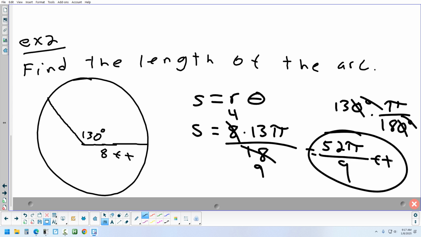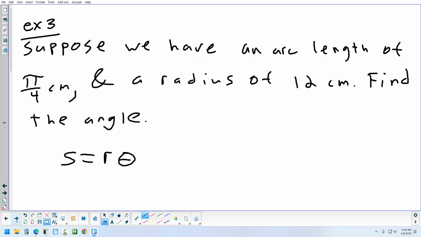All right, let's try one where we do something besides just solving for S. Let's try one where they say find the angle. Okay, so I've already written down the formula. I won't have that on the test, but if you make a reference sheet, you can put the formula on that. All right, and let's start filling in what they give me. What did they give me for S? Pi over 4 centimeters.